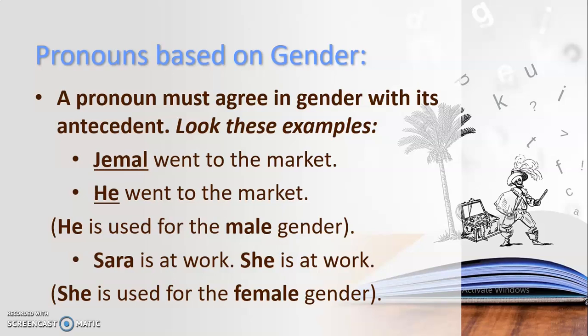Pronouns based on gender. A pronoun must agree in gender with its antecedent. So look, these are 2 examples. Jamal went to the market. He went to the market. Here he is used for the male gender because Jamal is a male person. Sarah is at work. She is at work. She is used for the female gender because Sarah is a name given to a female person, or she's a female person. So we have to make sure that it agrees with the gender when we use a pronoun.